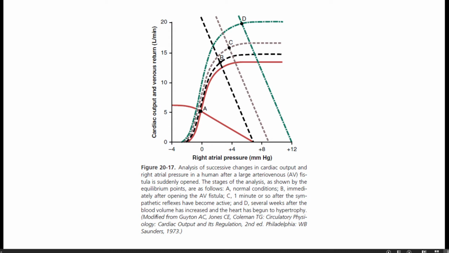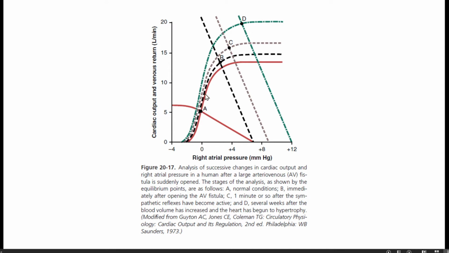Okay, so this figure in 2017 is an analysis of the successive changes in cardiac output and right atrial pressure once a large arteriovenous fistula is opened. As you can see here, the red lines are the normal curves. They represent the venous return and the cardiac output at the normal level of 5 liters per minute, with a right atrial pressure at 0.